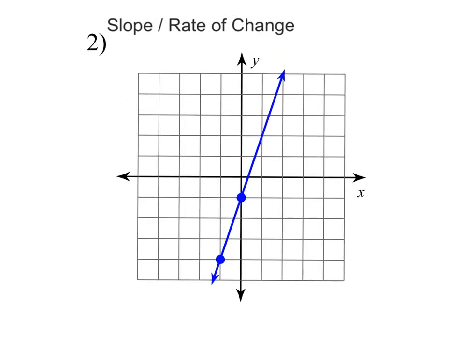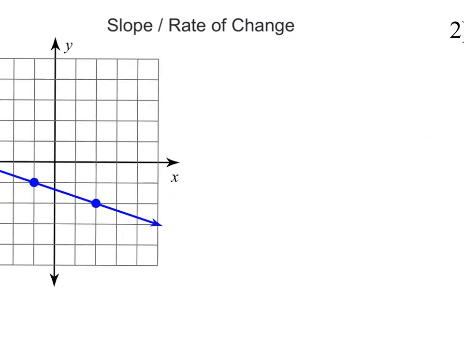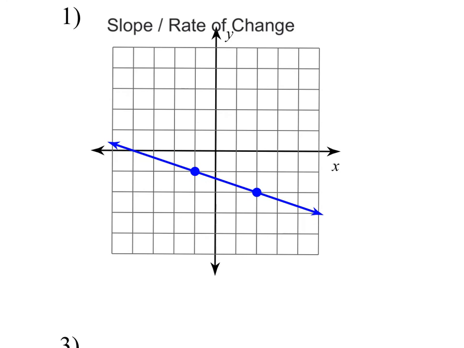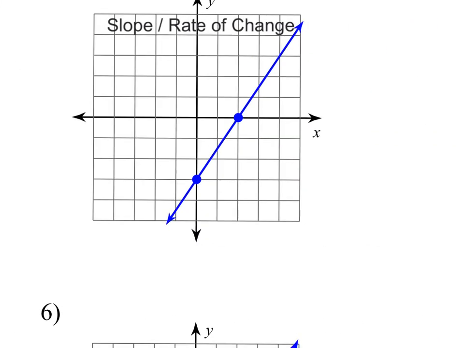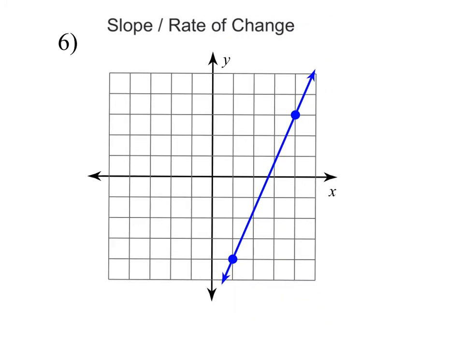So, looking at this slope here, is this a positive or a negative slope? Read it from left to right. From left to right, is it going up or down? It is going up. So that would be a positive slope. What about this one? Down. That's going down. That's a negative slope.